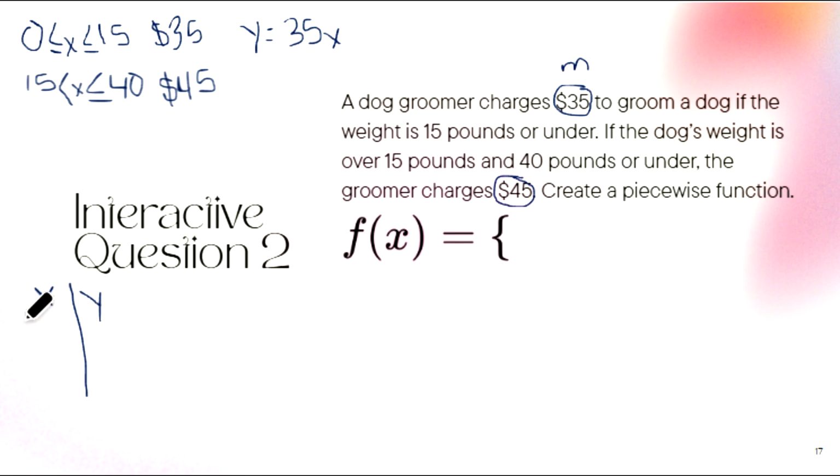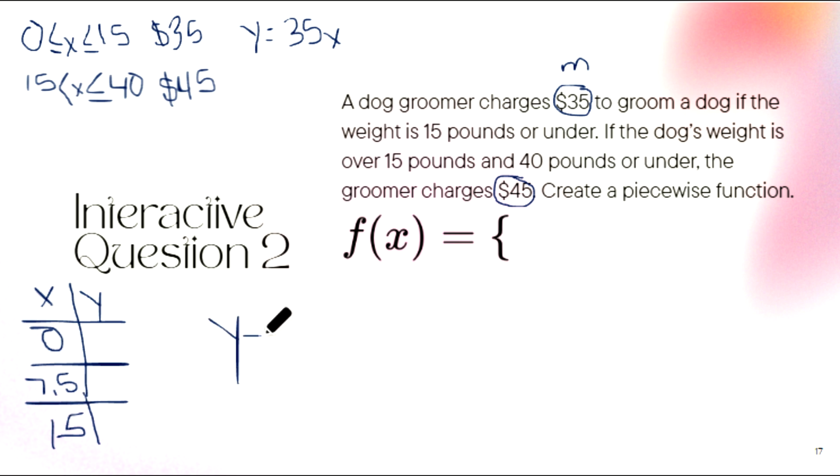Okay, I'm going to bring it down here. Our lowest value is 0, and our highest value is 15, and then the middle value would be 7.5. So we're going to take this formula that we just made and plug in our x values. Now here's the thing. We only need this bottom value, so I'm only going to solve for the bottom value. We have y is equal to 35 times 15. We're going to bust out our calculator for that. 35 times 15 is 525.